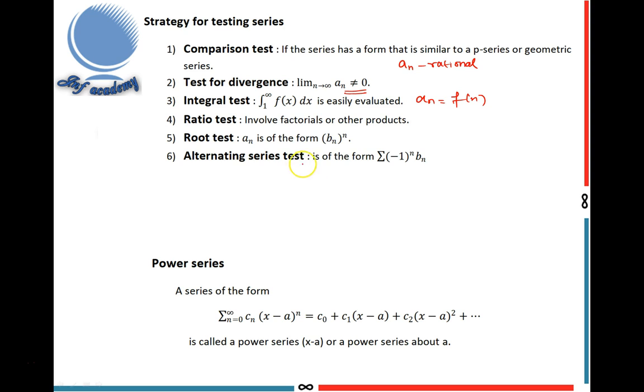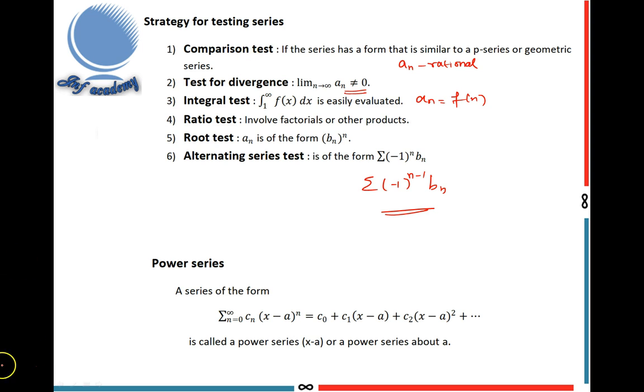Last one is the alternating series test. If the series is of the form sigma minus 1 whole power n bn, or sigma minus 1 whole power n minus 1 bn, then the alternating series test is an obvious possibility. The terms alternate, the sign changes from positive to negative, then you can use the alternating series test. This is the explanation of what kind of test should be used for any series: strategy for testing series.